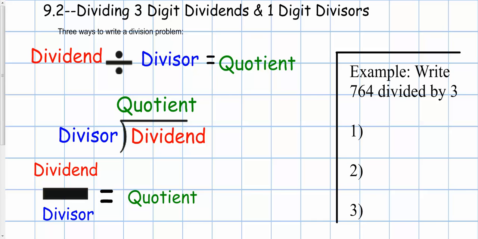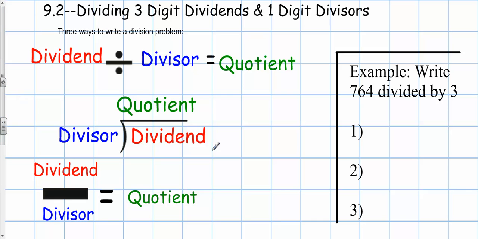Way one is illustrated here, where I have a dividend divided by a divisor equals a quotient. My second way is having my house here, so my dividend is on the inside, divided by a divisor, equals a quotient. My third way looks like a fraction. I have my dividend on top divided by a divisor equals a quotient. So I have three different ways to write that out.